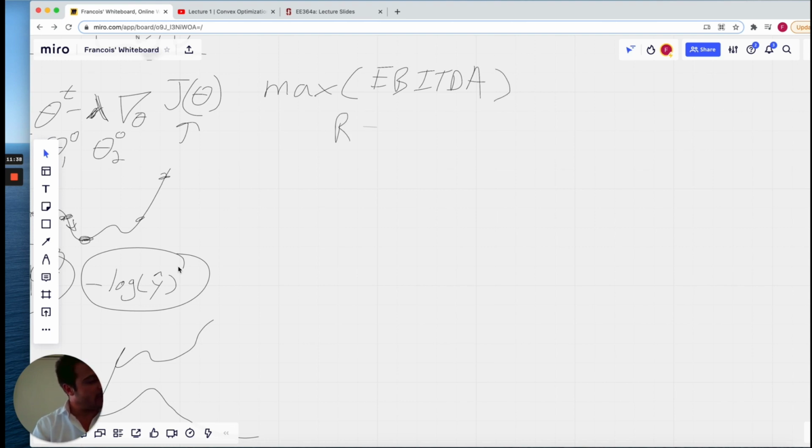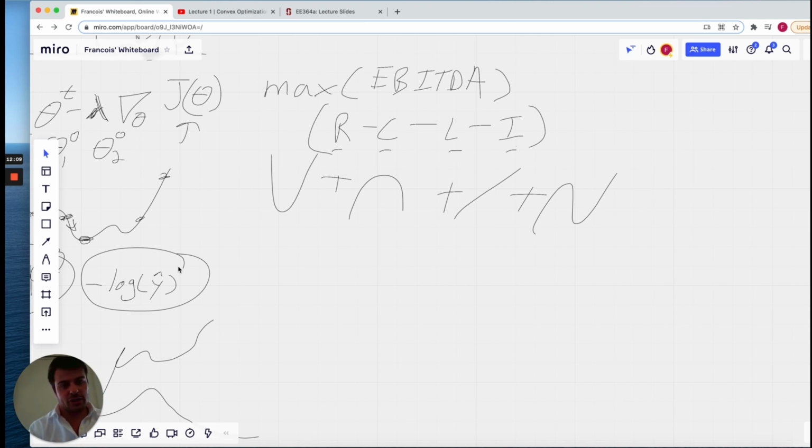EBITDA is revenue minus cost minus labor, SG&A, minus cost of inventory, cost of carry. All of these terms may be convex themselves, sometimes not, but the sum and subtraction of convex and non-convex numbers becomes highly non-convex. This plus that is not a convex function. And so this becomes extremely non-convex very quickly.